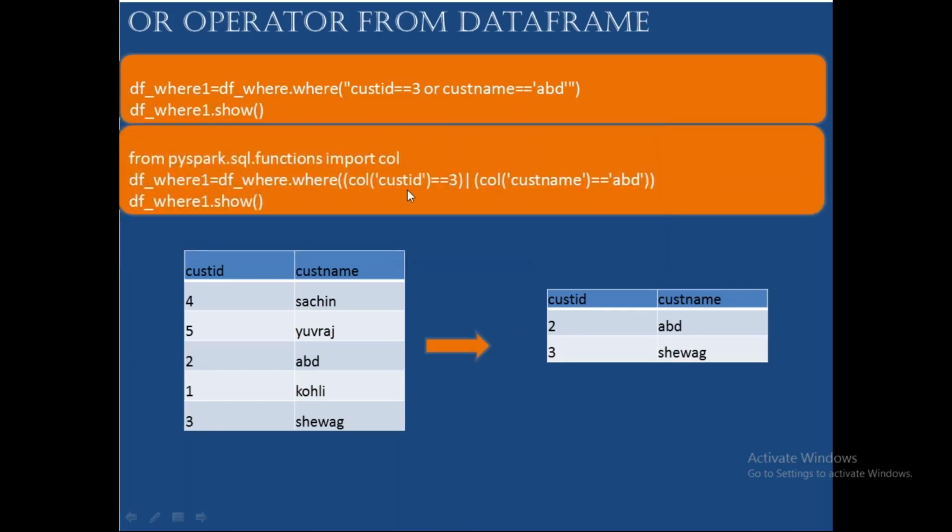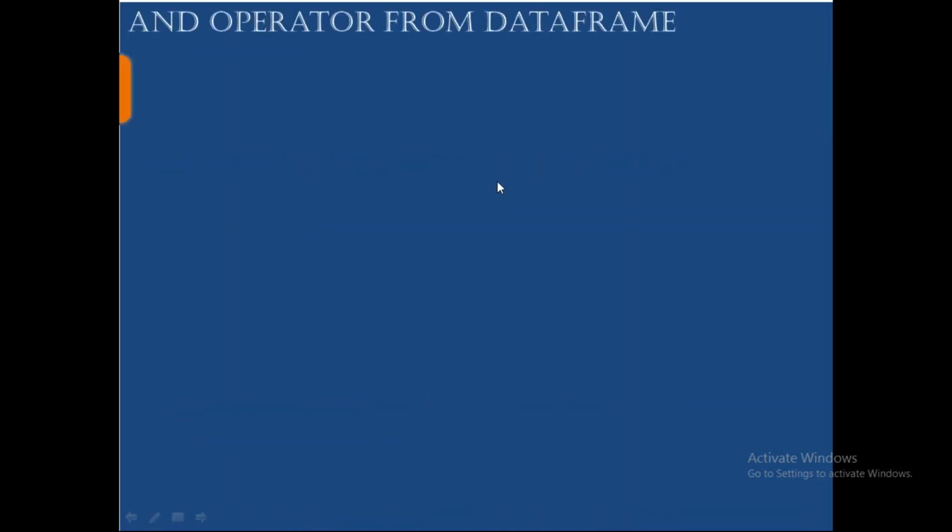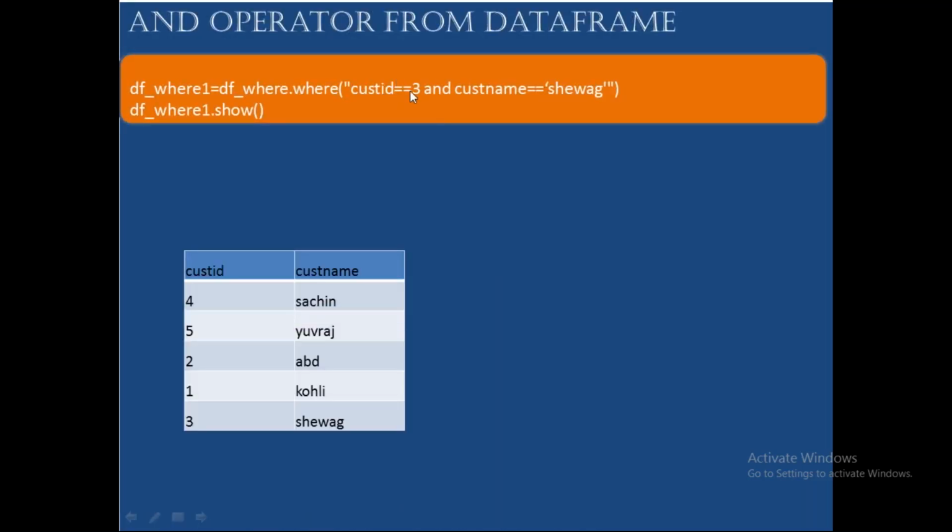Okay, so you can also say col of custid equal to 3 or symbol. When you use the col function, you need to use a pipe operator, but when you are directly using a SQL-related syntax, you just have to use OR. In the same way, we can use the AND operator: custid equal to 3 and custid equal to 7.